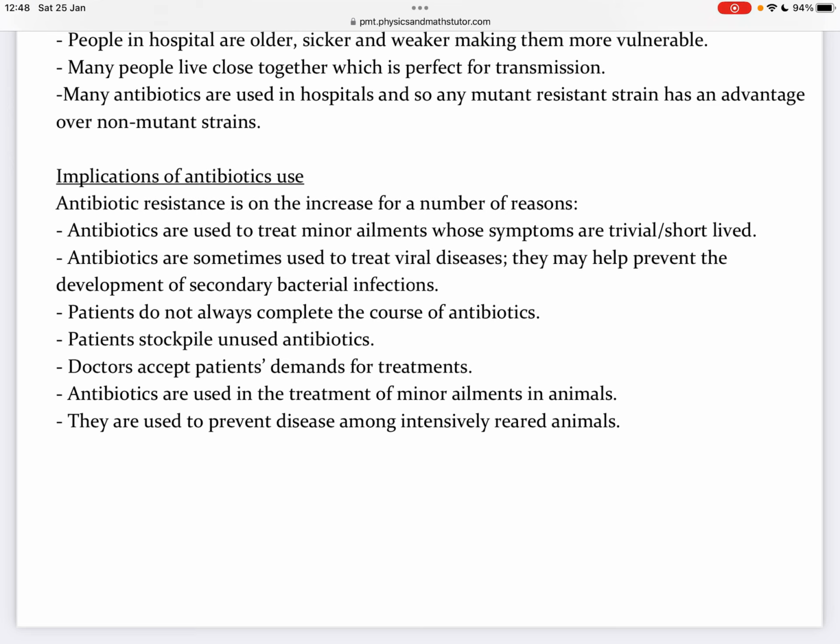Also, patients do not always complete the course of antibiotics, and patients also stockpile unused antibiotics. Antibiotics are used in the treatment of minor ailments in animals, and they are used to prevent disease among intensively reared animals. Lastly, doctors accept patients' demand for treatments.